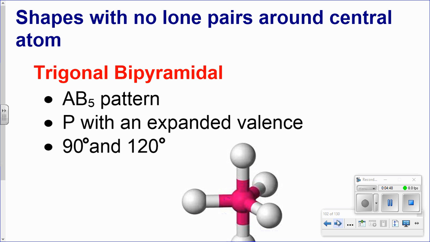Trigonal bipyramidal is extended. Actually, the one side I don't have, I'm really kind of ashamed about this, is the octahedral, which is an AB6 pattern, and it's 90 degrees all around.